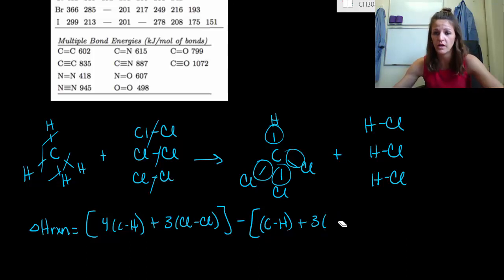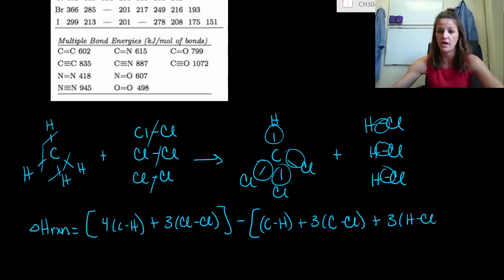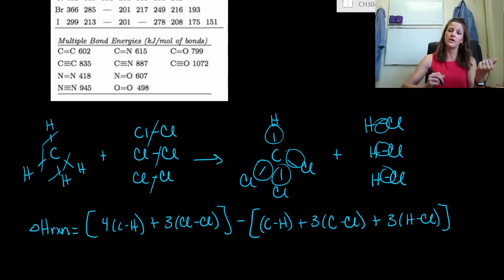Carbon-chlorine, so that's a carbon and a chlorine. There we go. Plus 3, so 1, 2, and 3 HCl bonds. HCl. All right, so now I showed you how to use the chart previously, so I'm just going to go ahead and plug these numbers in for the sake of time.